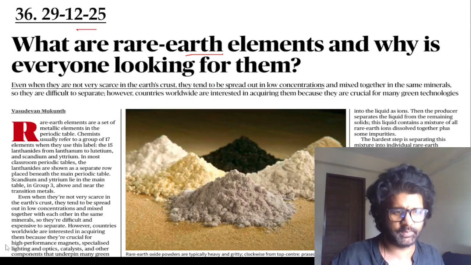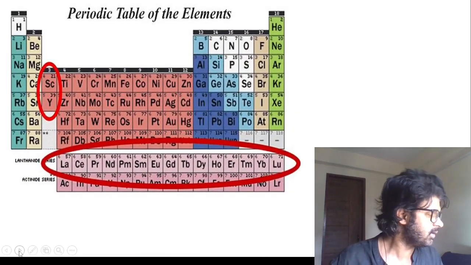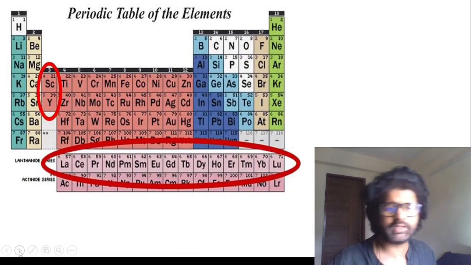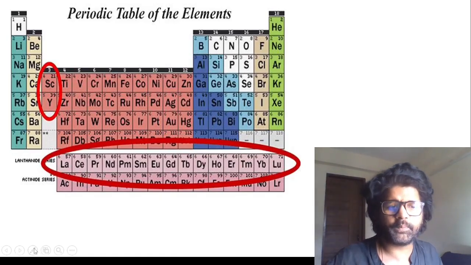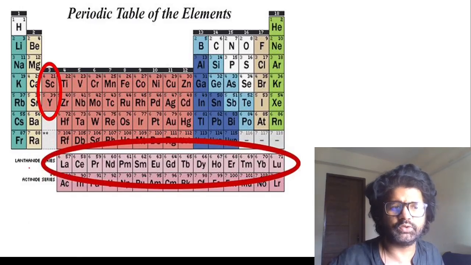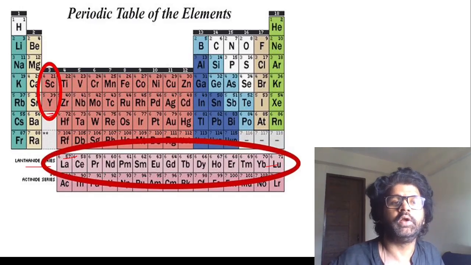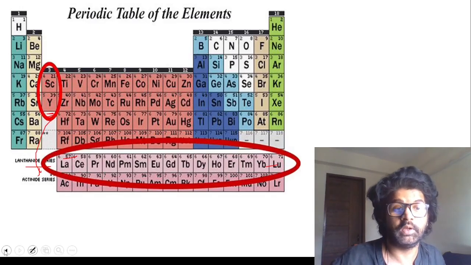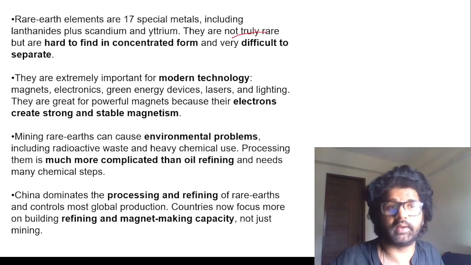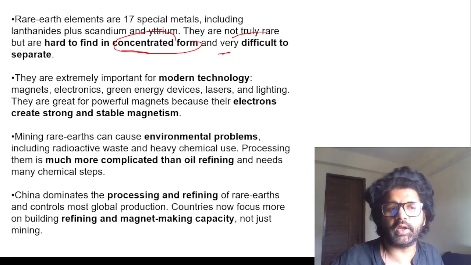So, rare earth elements. They are not exactly rare. They are there in the environment, but the way of extracting and processing them is difficult. Let's say you have ores, and from those ores you extract these metals. That process is very expensive, and that's why they are rare. So this lanthanide series, you see 57 to 71, and then scandium and yttrium, 21 and 39, have similar properties to this lanthanide series. They are rare earth elements. They're not truly rare, but they're hard to find in concentrated form and difficult to separate. And China is awesome in that processing and refining capability.